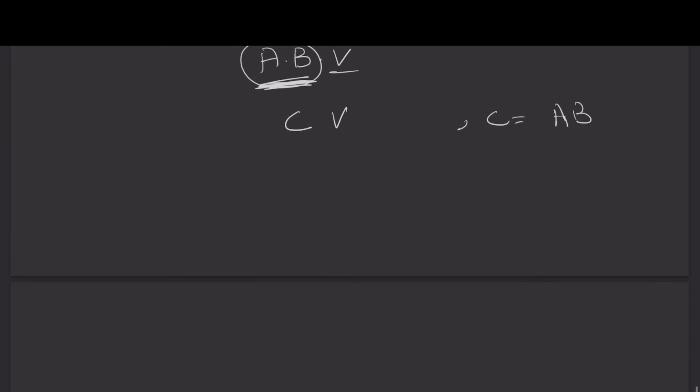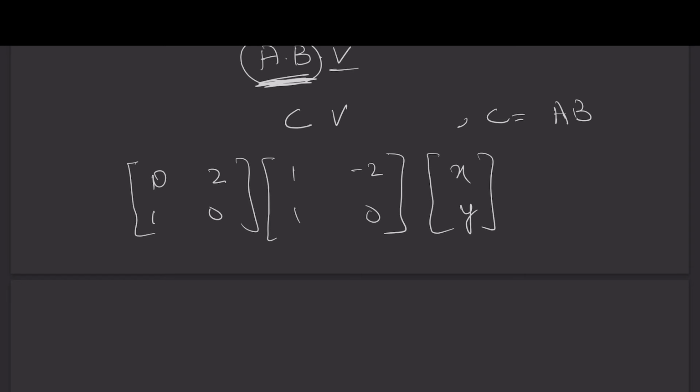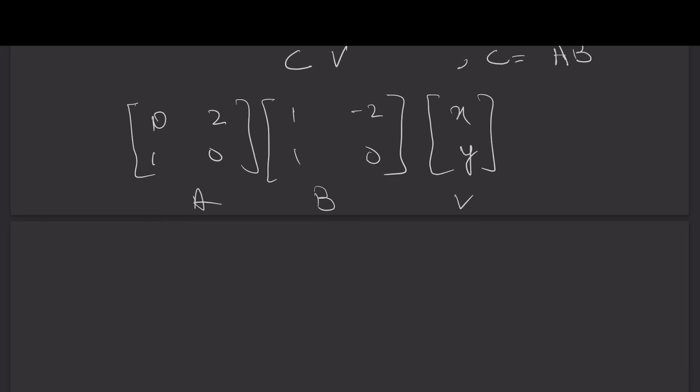Let's say for A we have 1 0 2 1, and for B we have 1 -2 1 0, and for vector v, let's think we have the x component and y component. Let's try to multiply A and B. To multiply, we take the row of this matrix and multiply it with the column of the B matrix. So it will be like, take this, multiply it by this, and add it with 2 times 1. So we are taking this row and this column.